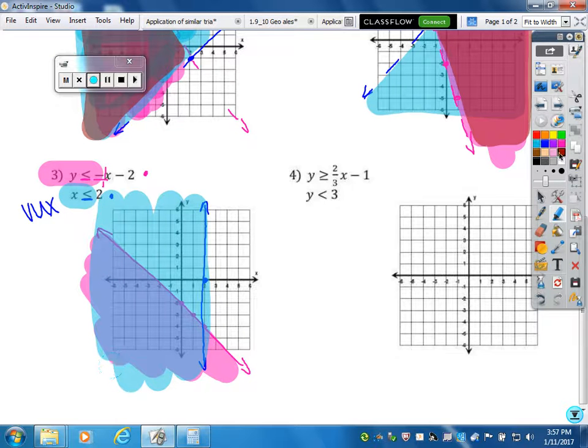So let's outline where all of our solutions to this system are. Remember, blue is the bottom one, pink is the top one, but this overlap section is the solution to the system, so both of them at the same time, right through there.